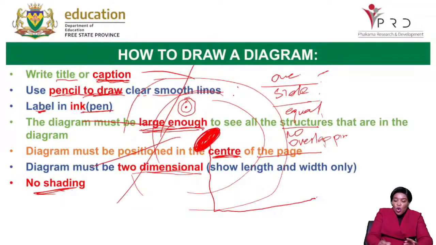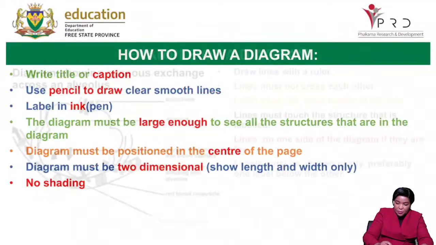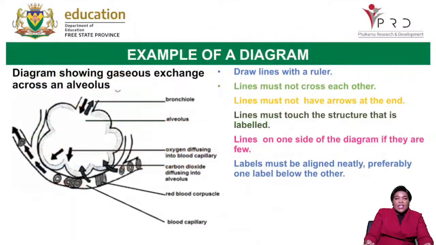Please, please, please, no spider crossing, no crossing of the labels. When you draw your diagram, it must have all the lines on one side, drawn with a pencil, and the labels with a pen, and no crossing. So this is an example of a diagram that you can find in life sciences. So look, draw the lines with a ruler. Your lines must be clear.